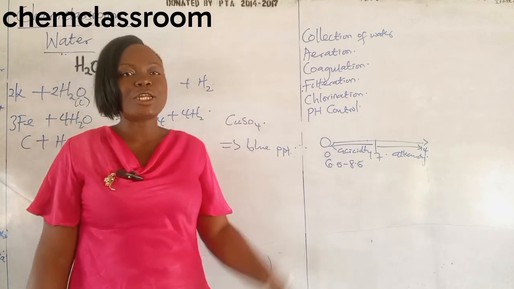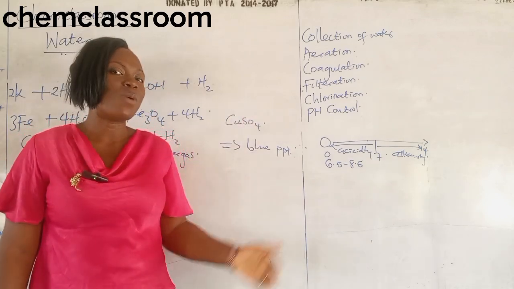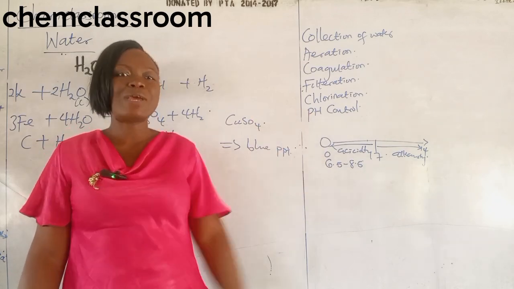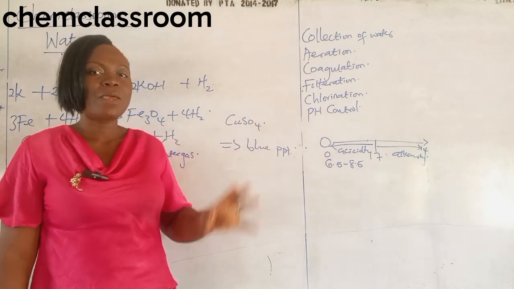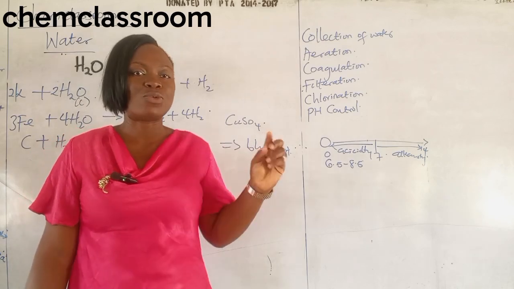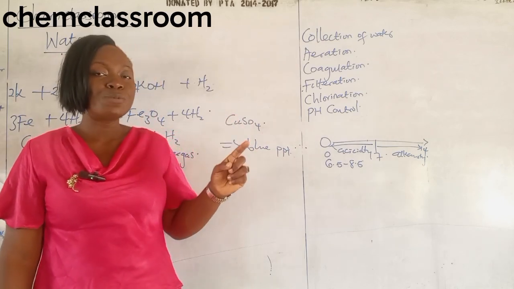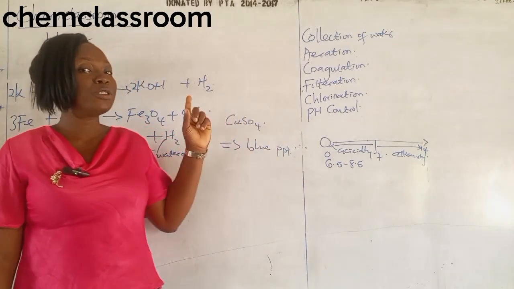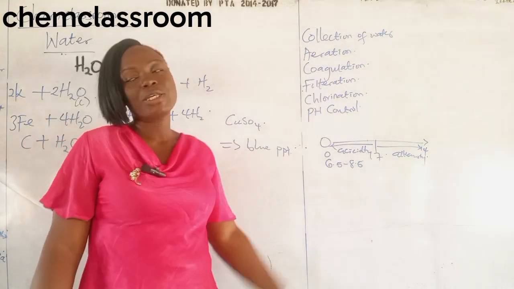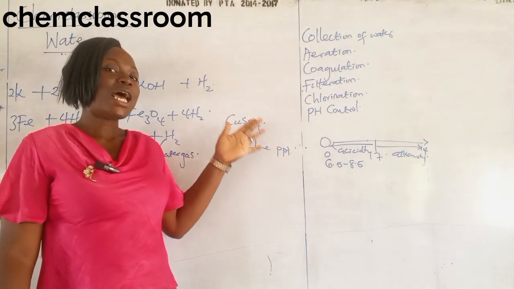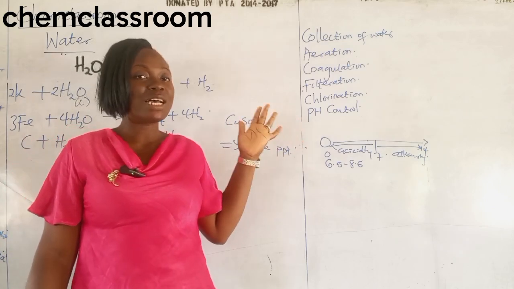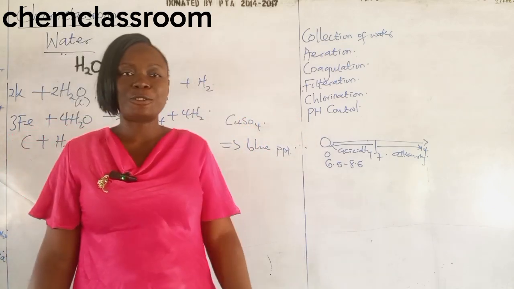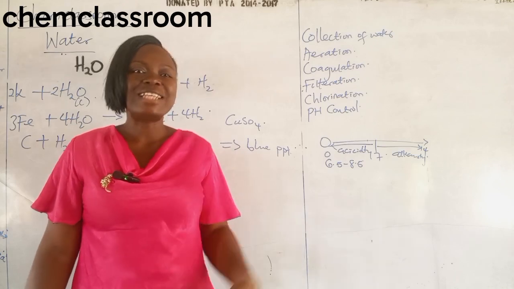So in the comment section, I want you to tell me some things that we are expected to do to prevent water pollution. So today we have been able to talk about water. We started from the physical and the chemical properties of water. Then we moved to the hardness of water. Then we also discussed the purification and or the treatment of water for town supply. Then we went to test for water and water pollution.